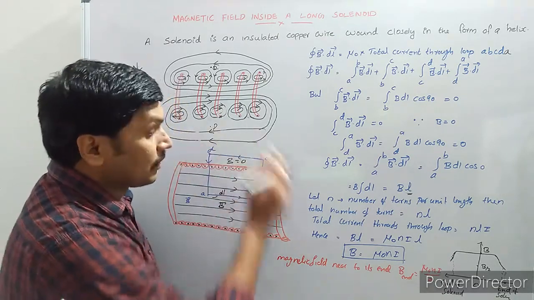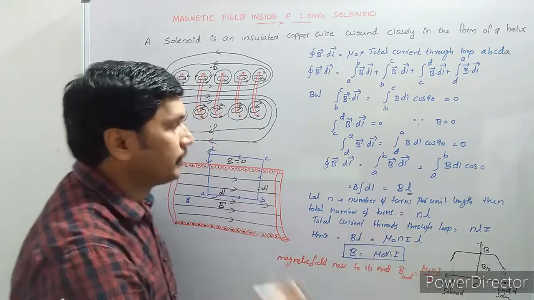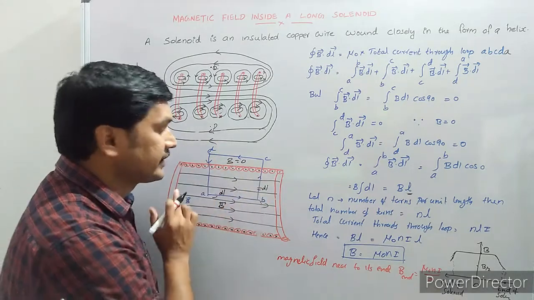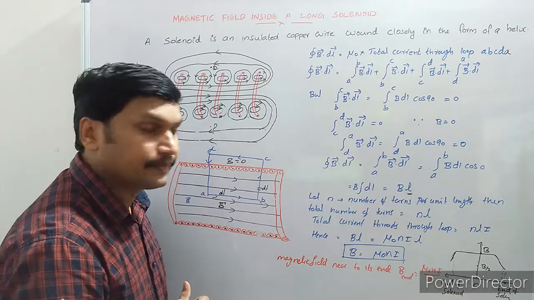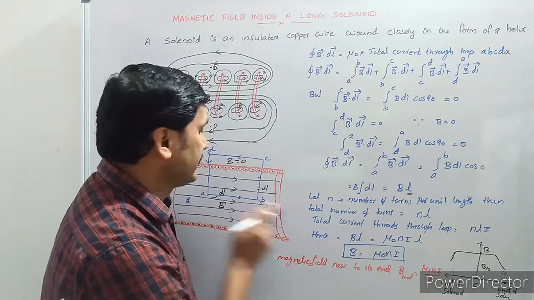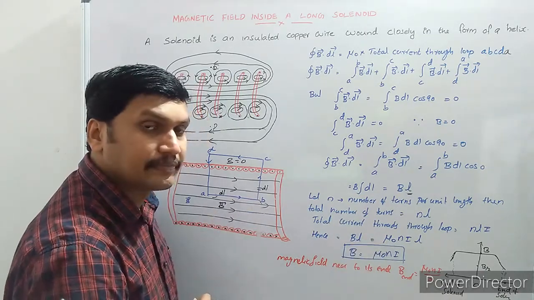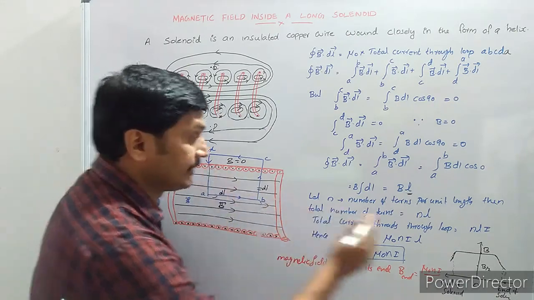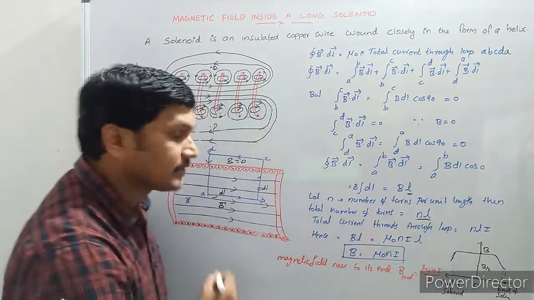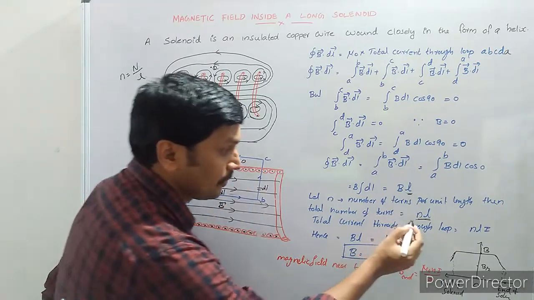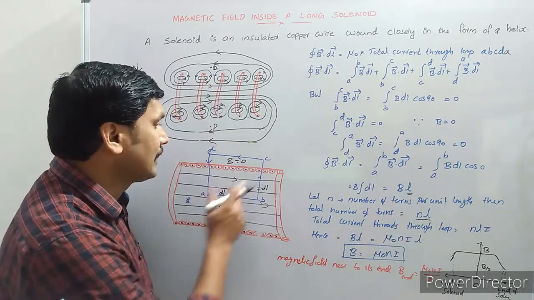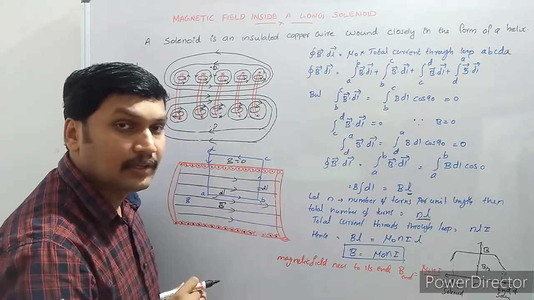So what is the total current threading through this loop? What is the total current inside this Ampere loop? How many times does the current enter the loop? That can be written as: inside this Ampere loop, how many turns are there? n into L, because L is the length of our Ampere loop. So n into L gives the total number of turns inside this loop.